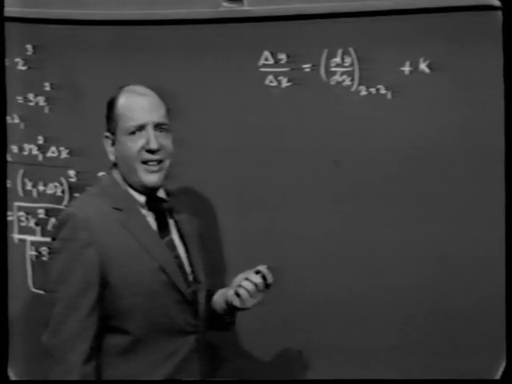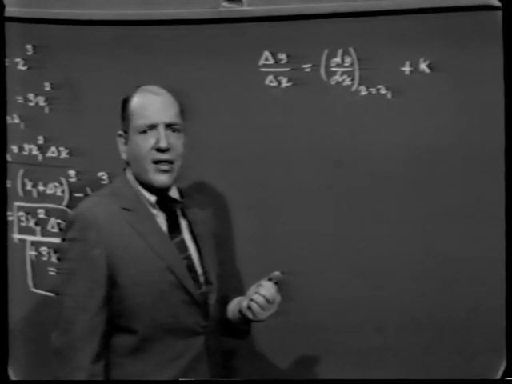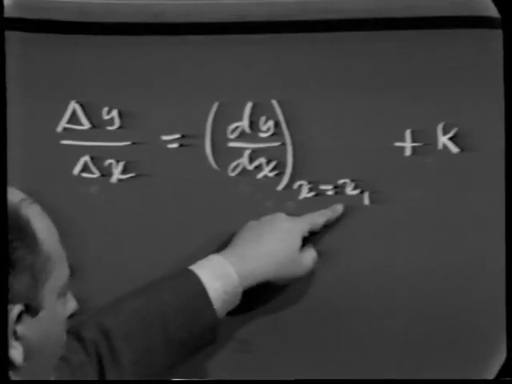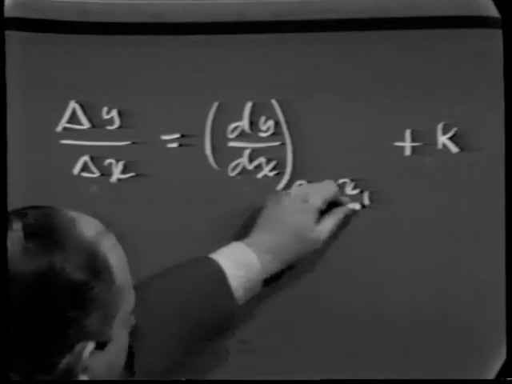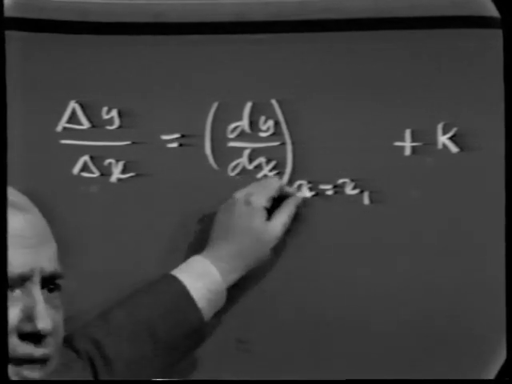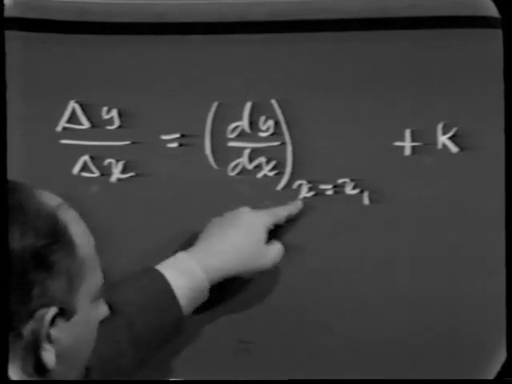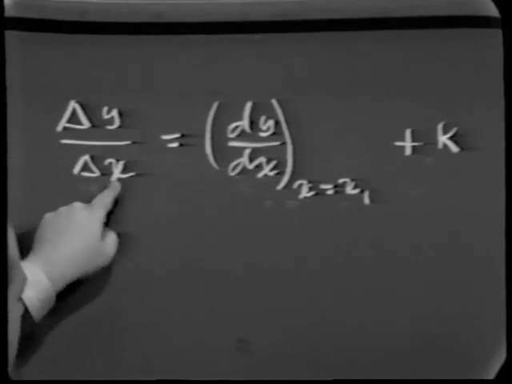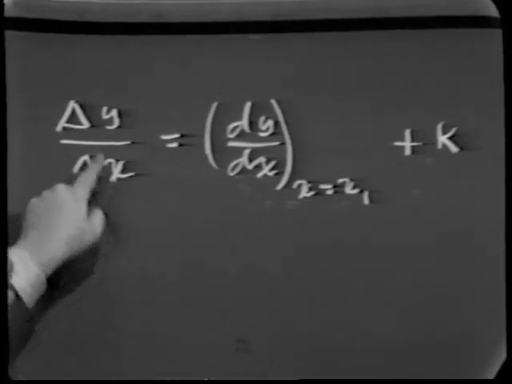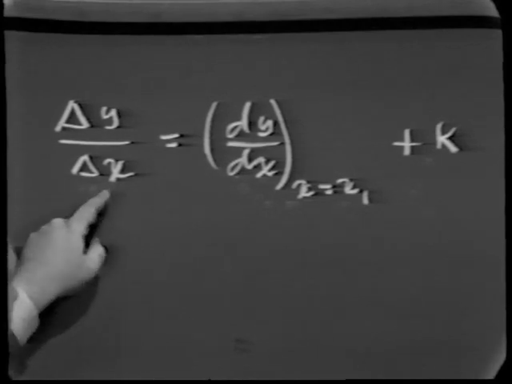Notice, by the way, that k is a variable. It depends on how big delta x is. You see, notice that once x1 is chosen, and this is an important observation, as messy as this thing looks, it's a fixed number for a particular value of x1. Namely, we compute the derivative and evaluate it when x equals x1. This is a number. This, of course, clearly depends on the size of delta x. Delta y depends on delta x. At any rate, here's what we do.